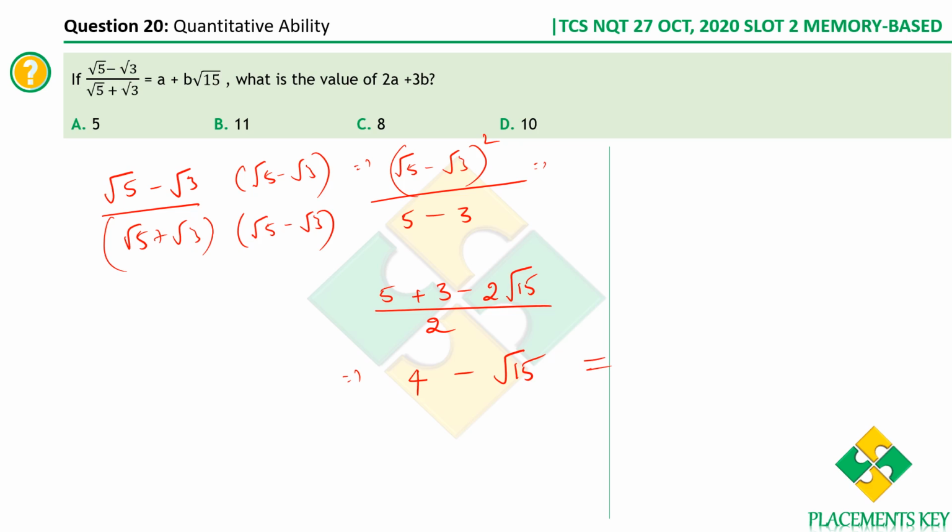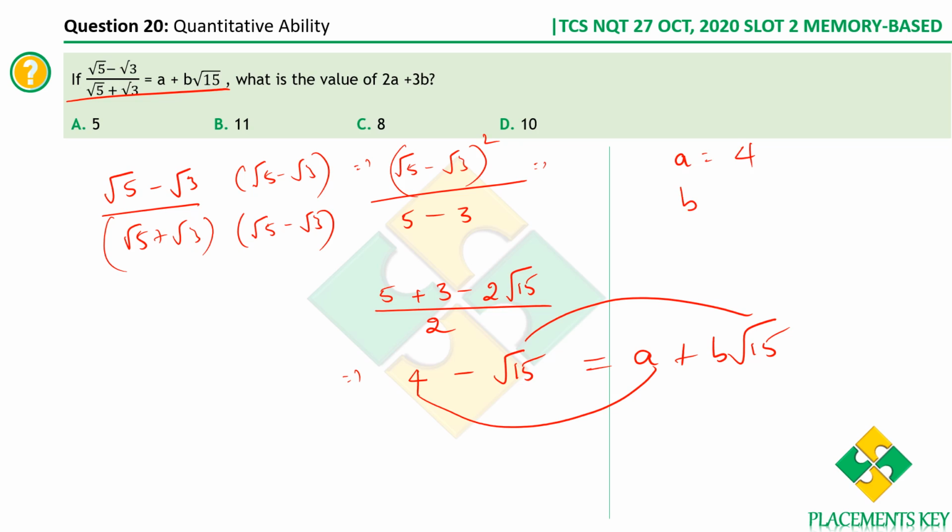This is what we got, and we are told that this value is equal to a plus b root 15. We are supposed to find 2a plus 3b. On comparison, we can compare these two and these two. So the value of a is equal to 4. The value of b is equal to minus 1, because we have plus b root 15 here and minus 1 into root 15 there.